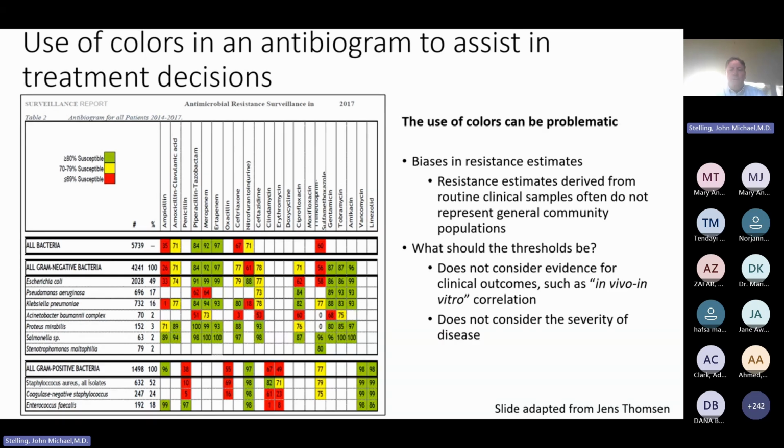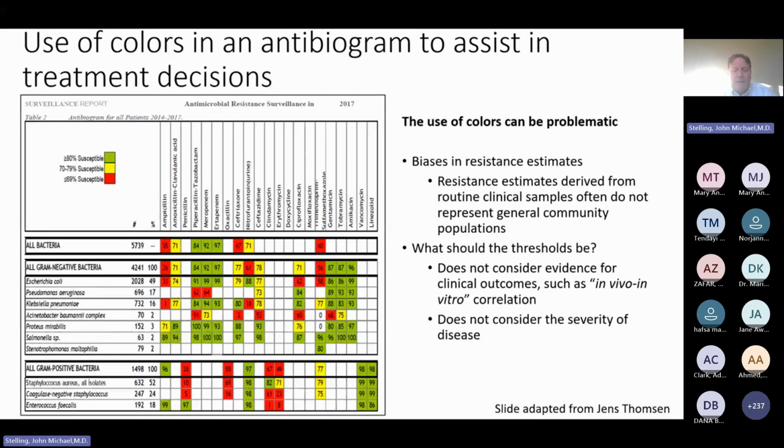But the use of colors can be problematic for two main reasons: the biases. For example, the observed percent susceptible might be 70%, but that's in a biased sample. If you had an unbiased sample, it might be 85% susceptible. So the problem is that it got a yellow color because we're using observed estimates from the laboratory, but in the broader community, it might actually be green.